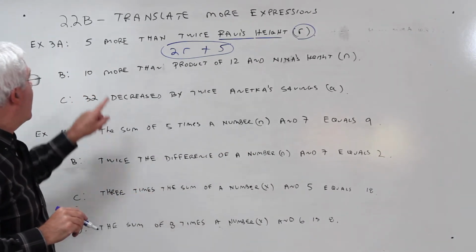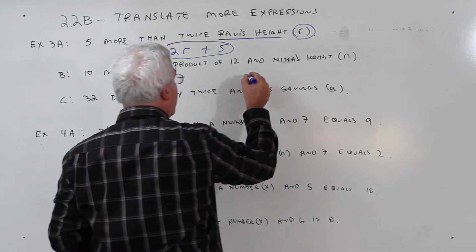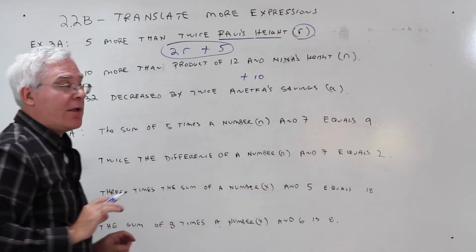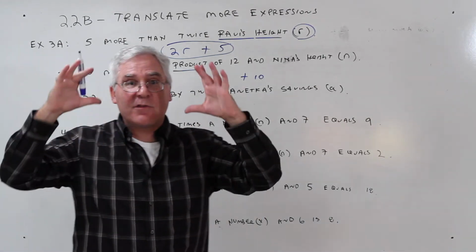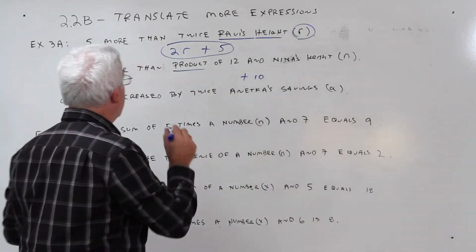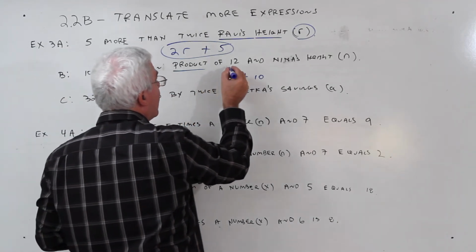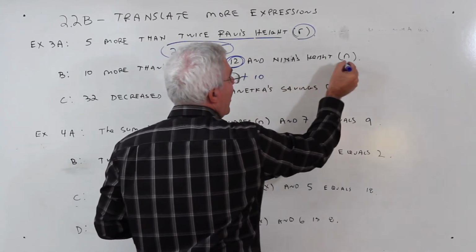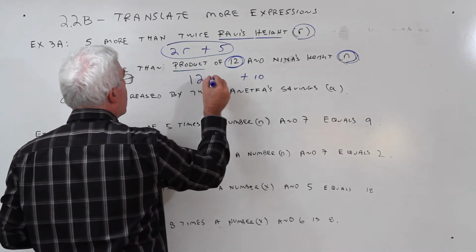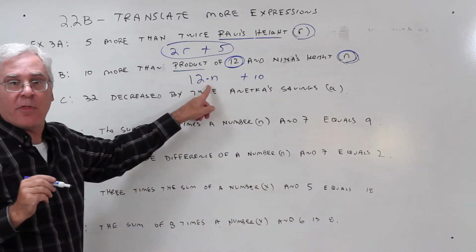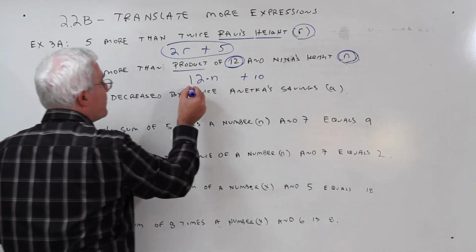Okay, next. 10 more than, time out, right away, 10 more than. Put that to the far right. 10 more than what? The product. A product is going to be something times something. So somebody times somebody. Who are those two things being multiplied? 12 and Nina's height, which is N. I'll put the times sign symbol there. You don't have to, but I'm just emphasizing 10 more than that product.